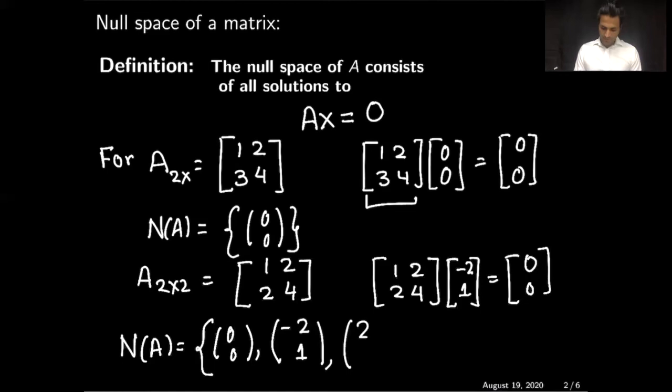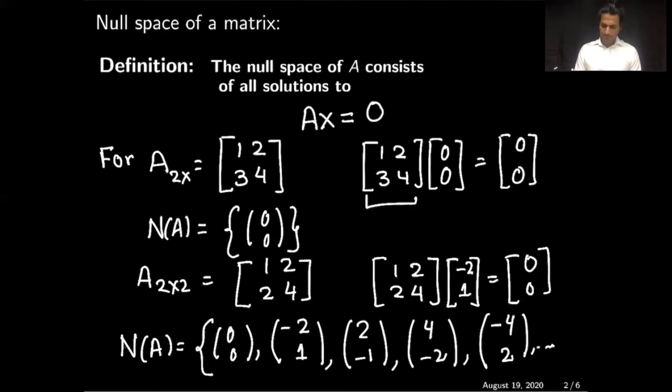In fact, 2, negative 1 is also in the null space. And also 4, negative 2 is in the null space, and negative 4, 2 is in the null space, and so on. And you can see that in this case, there are an infinite number of elements in the null space of the matrix.